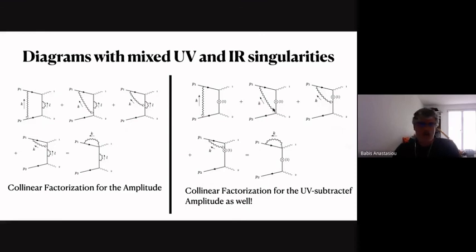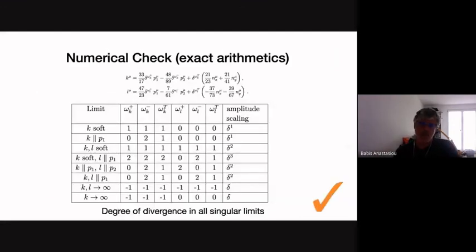So at the end of the day, the conclusion is that we can do everything local, both infrared and UV, just being a bit careful not to spoil factorization at any of the steps. And we did a numerical check. We computed the degree of divergence in all possible collinear limits, and we found that as delta goes to 0, there is no singularity. The amplitude scales properly.